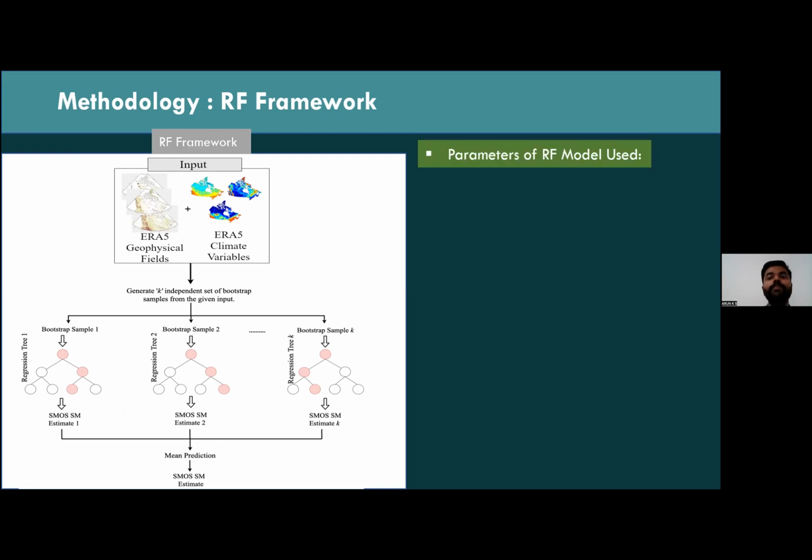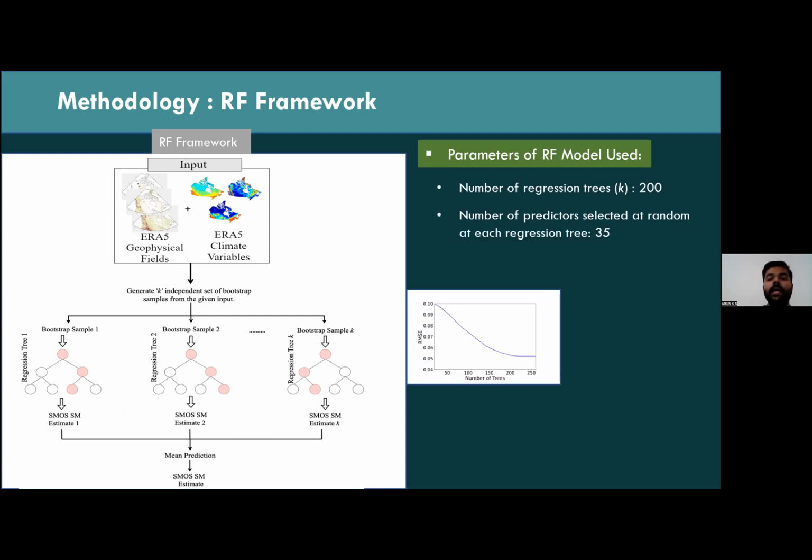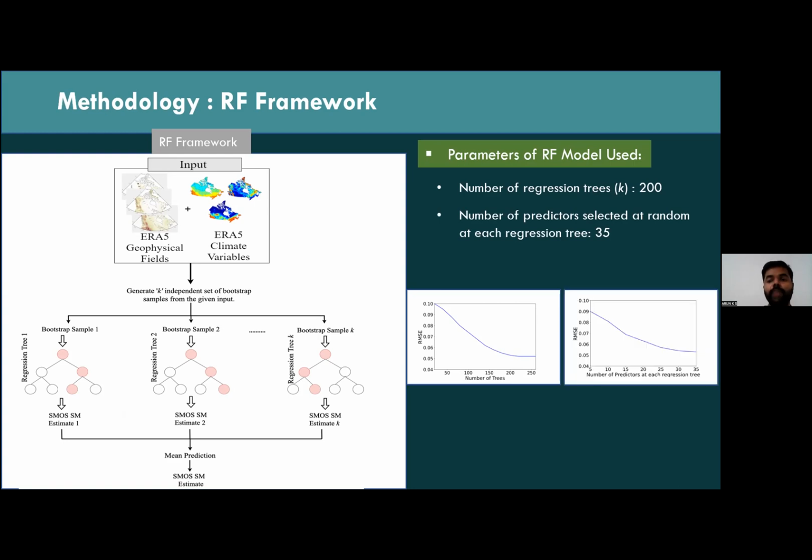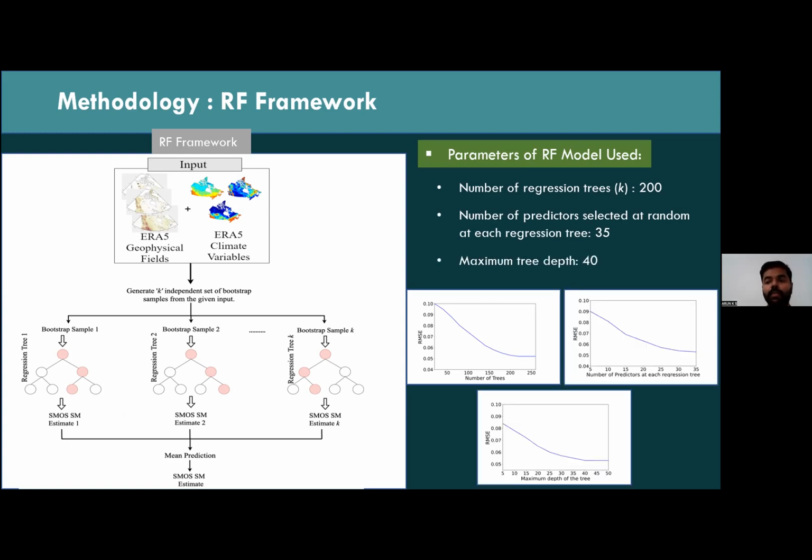forest framework. So these are the parameters of the RF model used. The number of regression trees is 200, the number of predictors selected at random at each regression tree is 35, and the maximum tree depth is 40. To find these parameters, we evaluated the model using root mean square error for different values of these parameters, and whichever value gives the lowest error is selected as the final value.